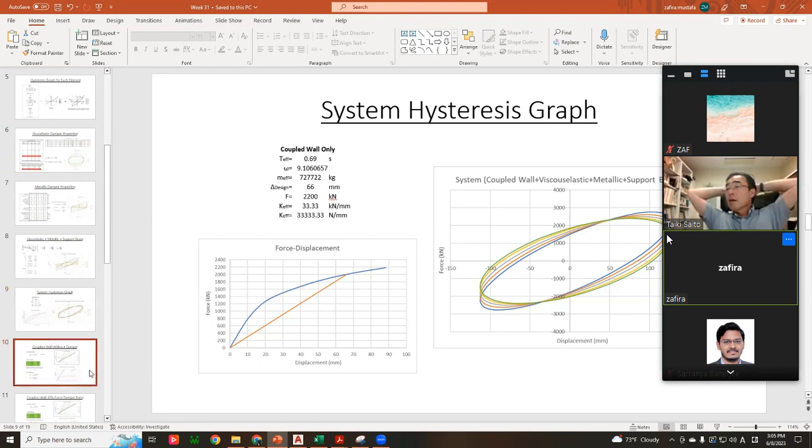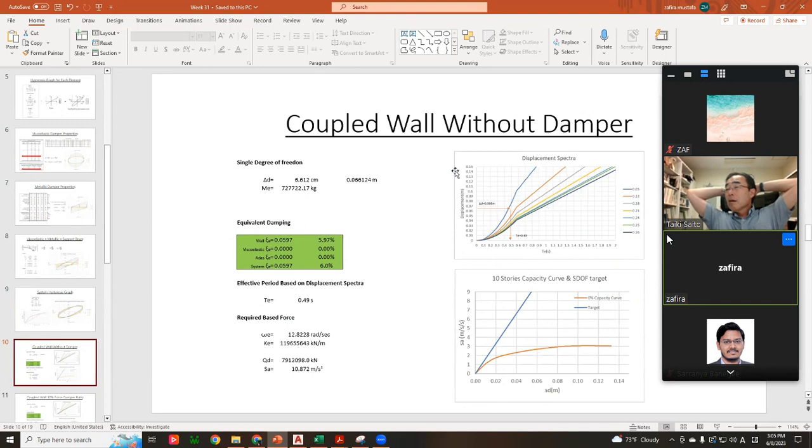Okay, then for the analysis, I use the procedure that we discussed before. Basically from 100% story drift, we can get the cyclic drift for 1 over 2.